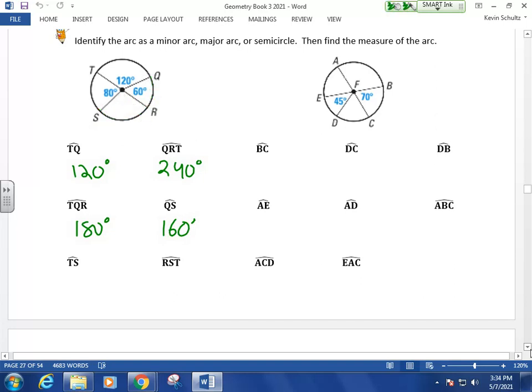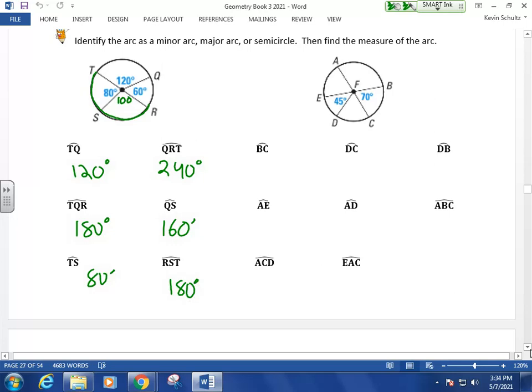Next one, arc TS, 80 degrees there. And finally, arc RST, from R through S up to T. Well, that's also a semicircle. It is the other half of the circle, so also 180 degrees.